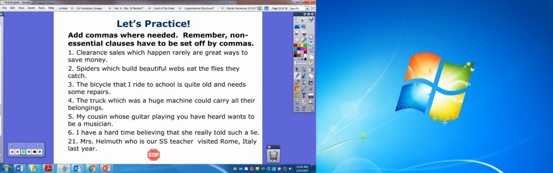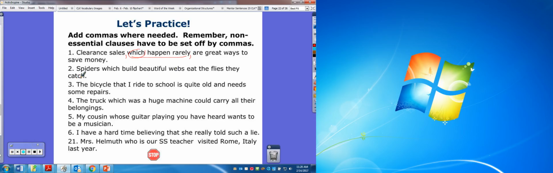Here we go. Clearance sales, which happen rarely, are great ways to save money. Which sales are we talking about? If you said clearance sales, you're right. So technically, we already know which sales are great ways to save money. We just added this extra information in. This is our dependent clause. So if this is extra information, we can add our commas.